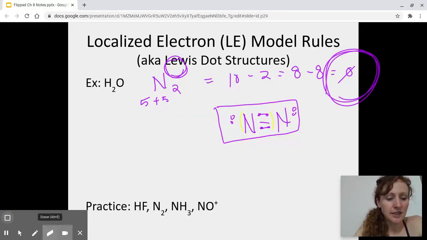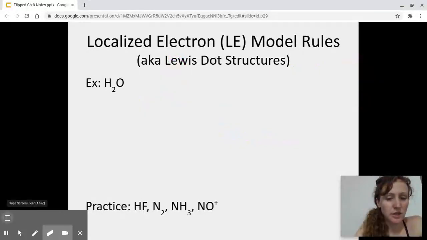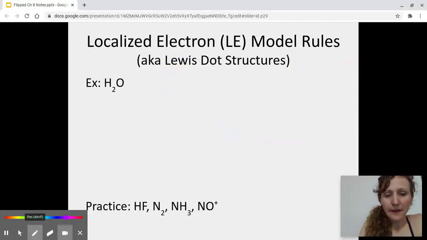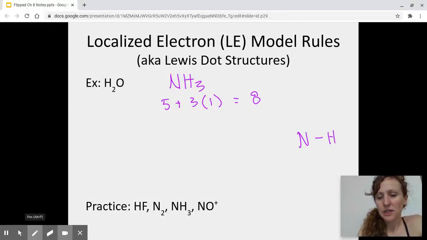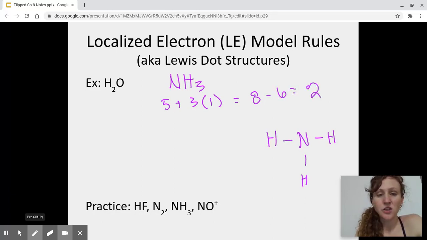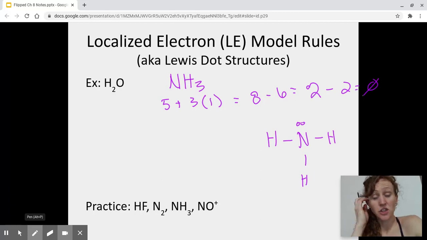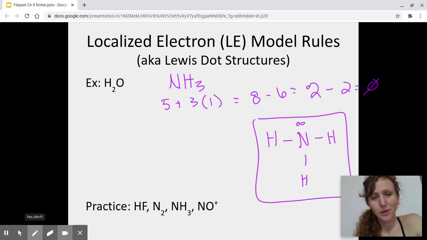All right. NH3, we can go through these more quickly. NH3 is pretty straightforward. So I have 5. Each of my 3 hydrogens has 1. I have 8. So everything's going to be connected to nitrogen with a single bond. I just used 6. I have 2 left. None of the hydrogens need those 2, so they get put on nitrogen. I am out of electrons. Hydrogen, hydrogen, hydrogen all have their duet. Nitrogen has its octet. That's my Lewis structure.